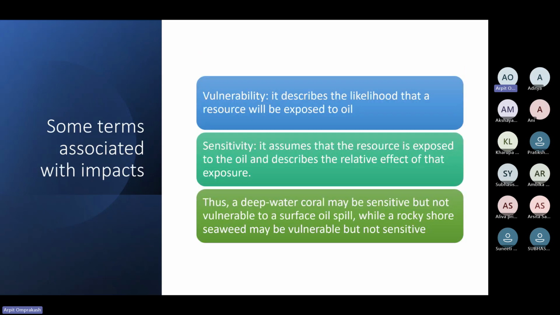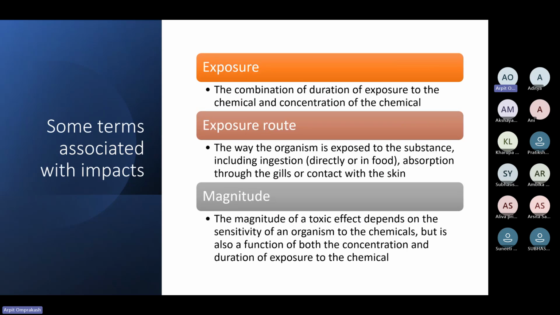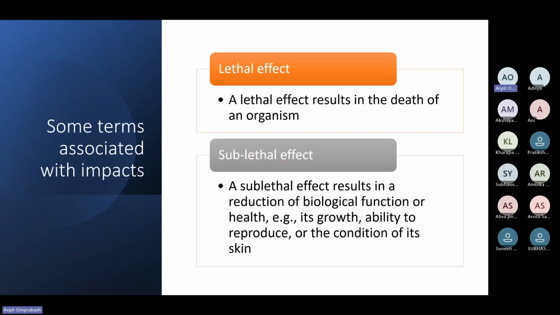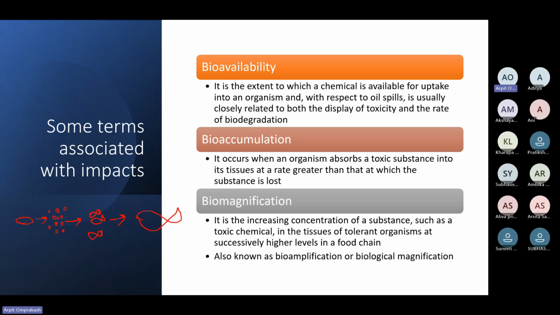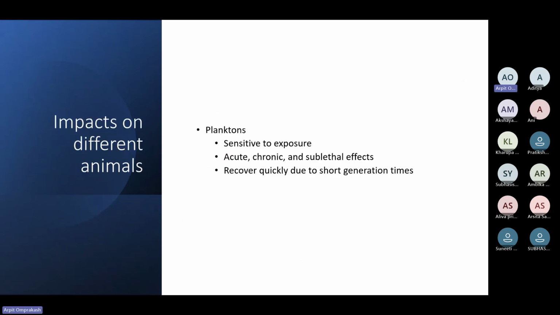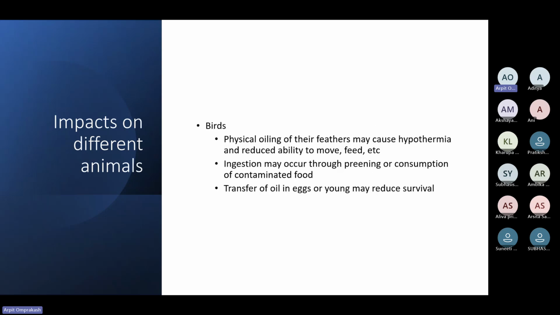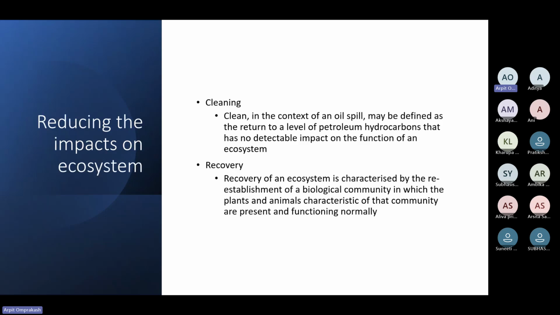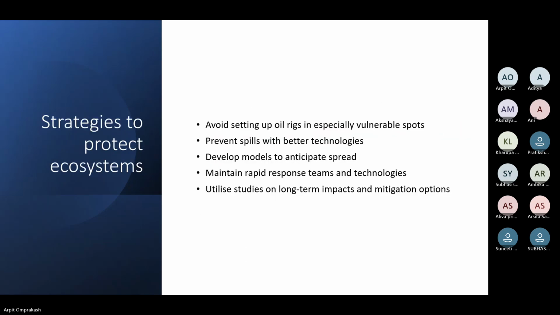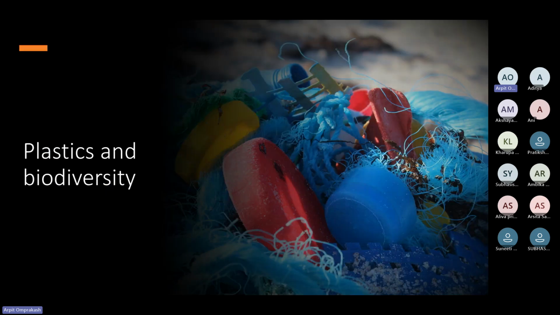impacts on organisms. Then we talked about certain terms such as vulnerability, sensitivity, toxicity, exposure, lethal effects, sublethal effects, then bioavailability, bioaccumulation, and biomagnification. We talked about the impacts that oil spills have on different animals such as plankton, seabed life, fish, marine animals, and birds. We talked about how we can reduce the impacts of oil spills on ecosystem by cleaning or by recovery, and how we can put in strategies to protect ecosystems in future.